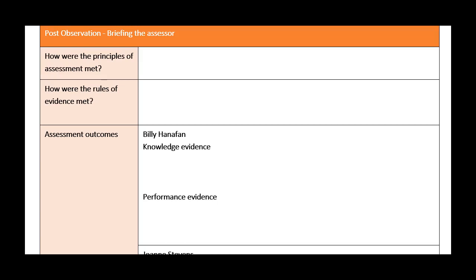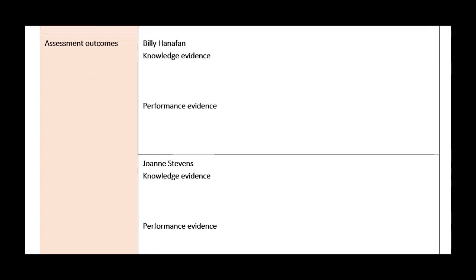Following that, you'll put a summary in here of the assessment outcomes. You might say Billy answered all the knowledge questions correctly. You followed the marking guide to ensure that they were correct responses, and you'd recommend that he has a satisfactory outcome for that part of the assessment.